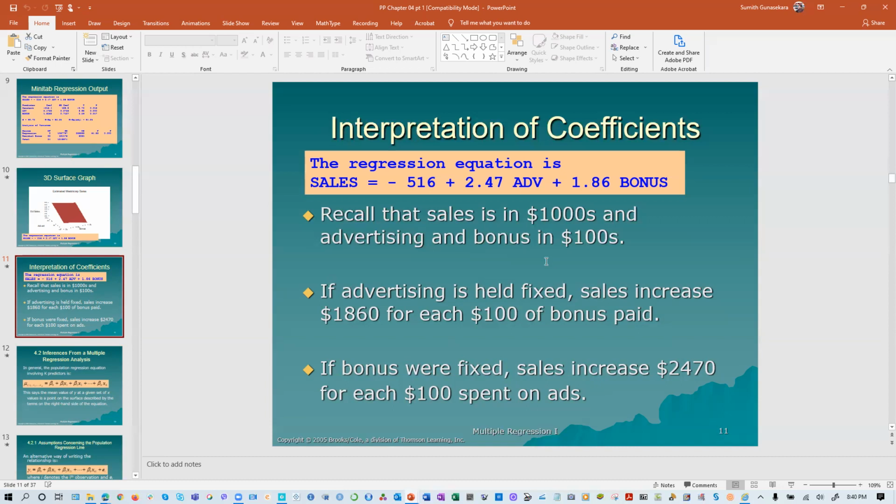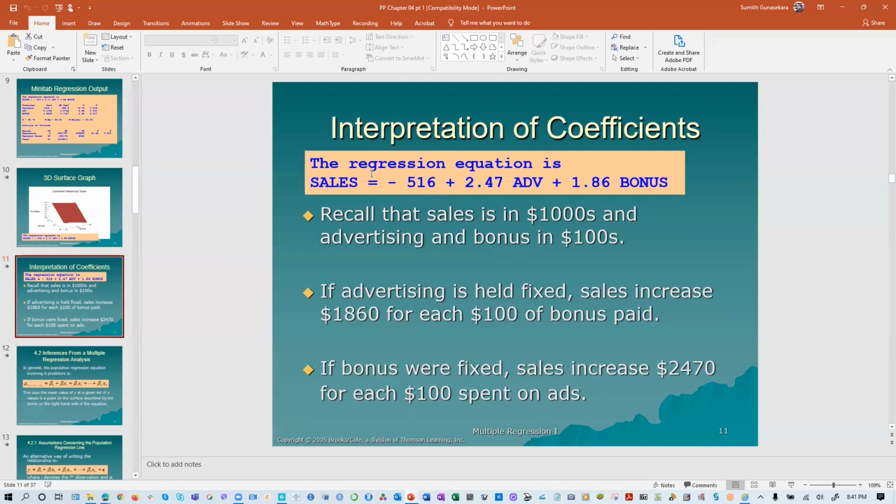But you cannot talk about the two marginals at the same time. For one marginal, the other one has to be fixed. In order to get the other one, you have to fix this one. If bonus were fixed, sales increased by 2,470, because this has to be multiplied by 1,000. This number, for each $100, means 1 unit spent on ads. See, they are increasing. Positive means increasing. That's the physical interpretation for those two, beta 1 and beta 2, in the context of the given problem.